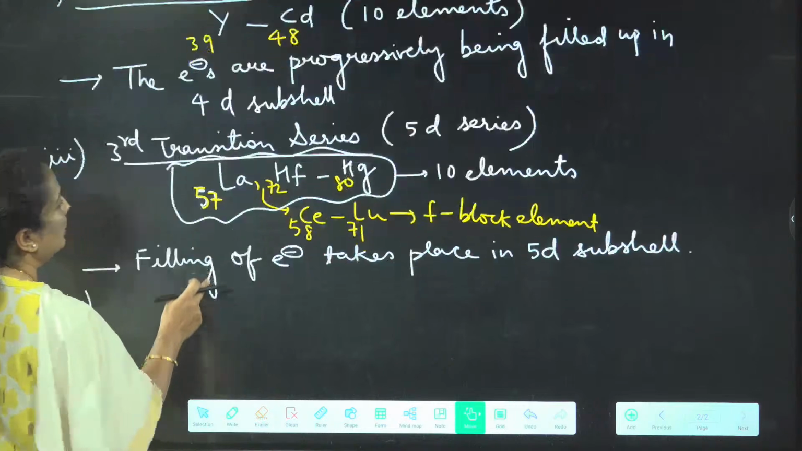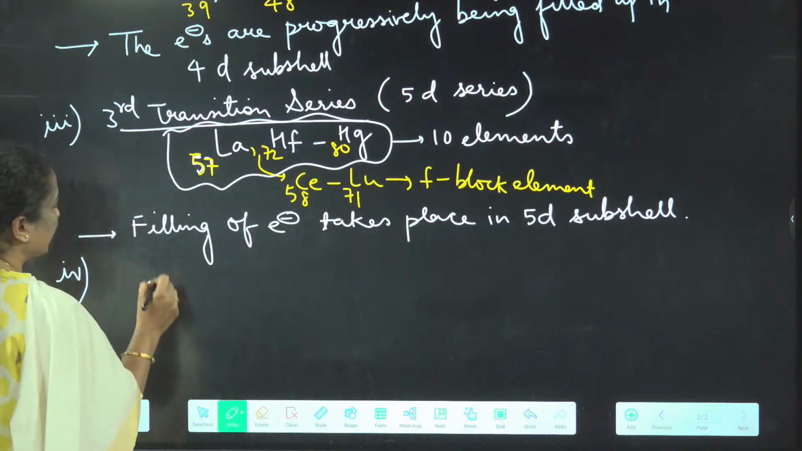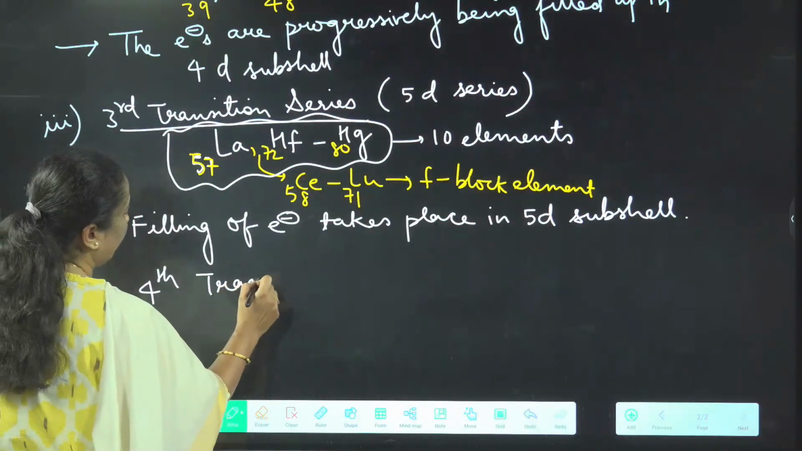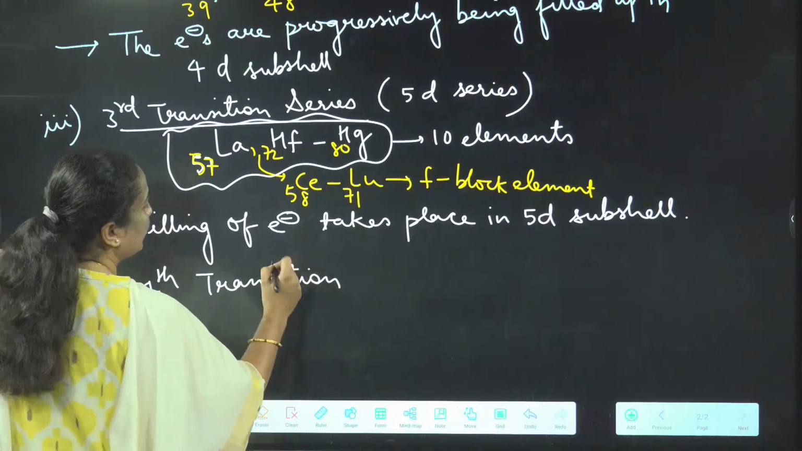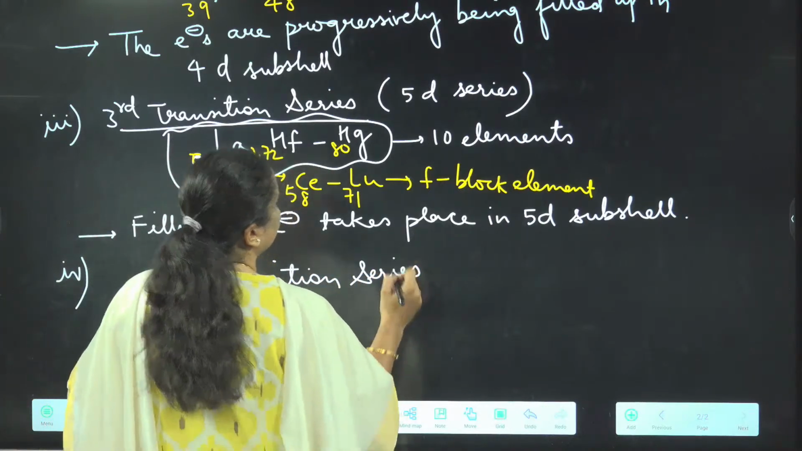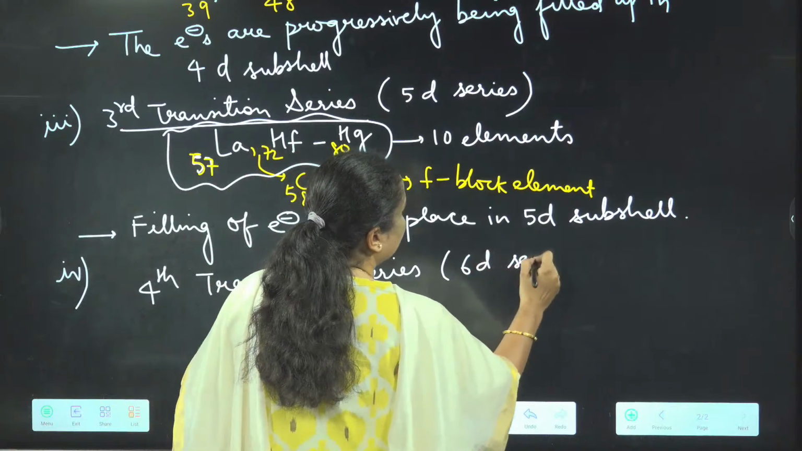Now the last one in this category is fourth transition series, which is known as 6D series.